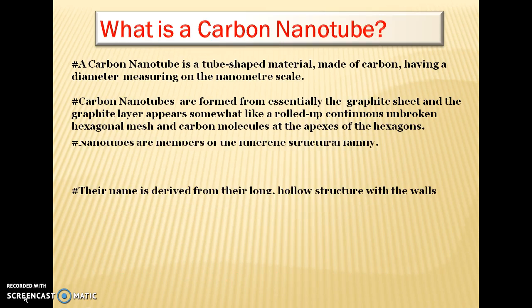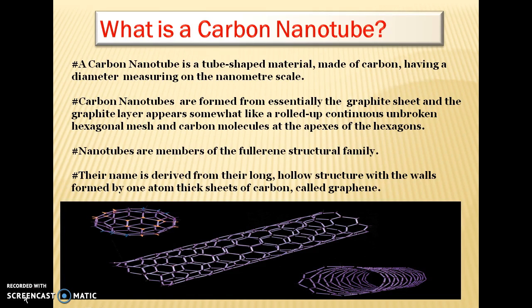So the first question should be, what is carbon nanotube? A carbon nanotube is just made up of carbon molecules. It's just a network-like structure. It could be tubular, spherical, oval, any shape. So, a carbon nanotube is a tube-shaped material made up of carbon having a diameter measuring on the nanometer scale. It is also known as fullerene.